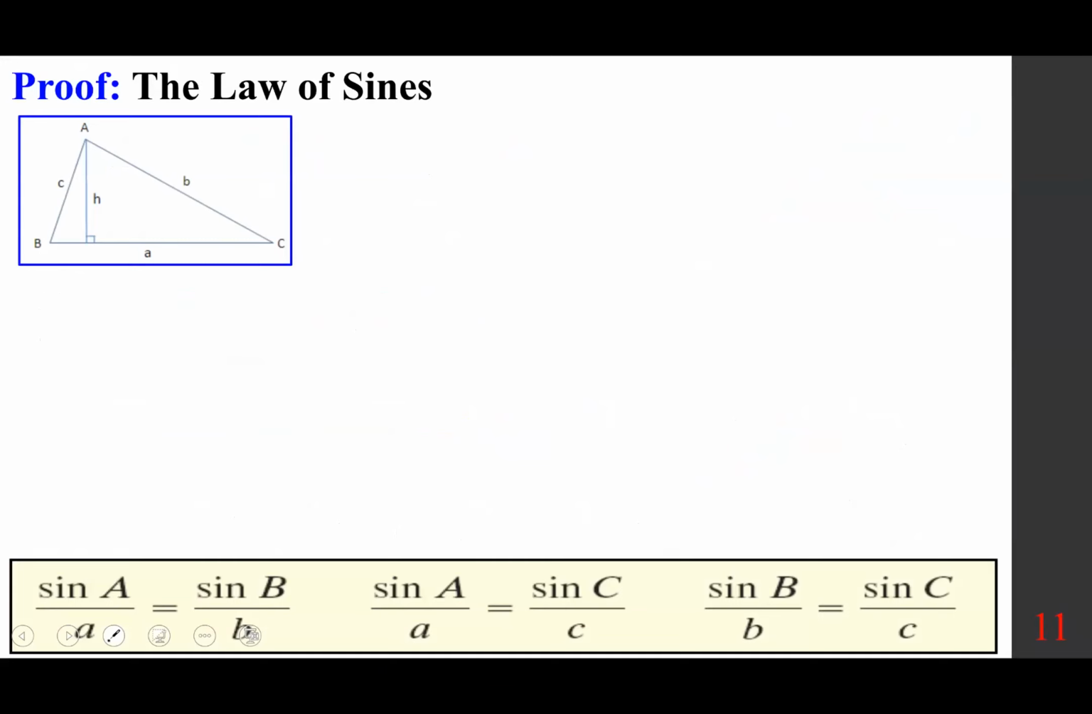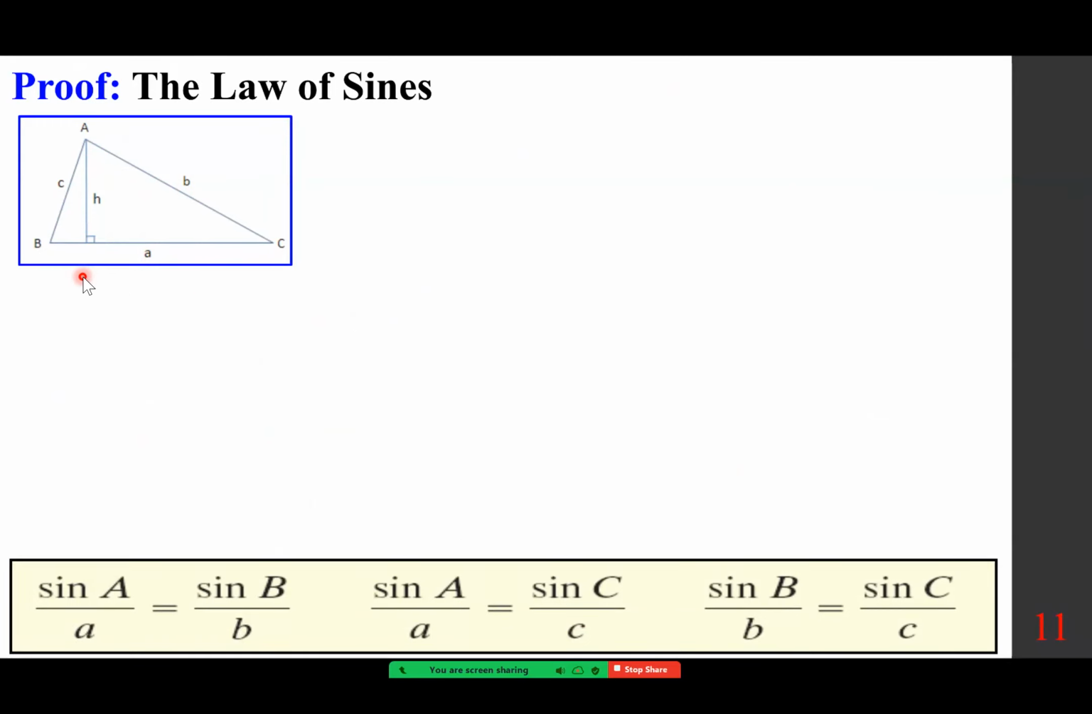Let's start with the proof for the law of sines. We have the following triangle ABC. So the sides are lowercase a, lowercase b, lowercase c. This is the altitude, the height.